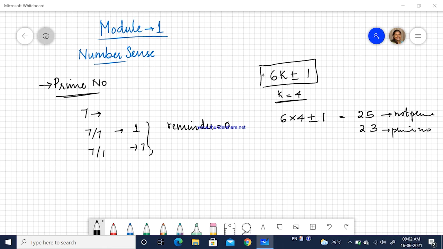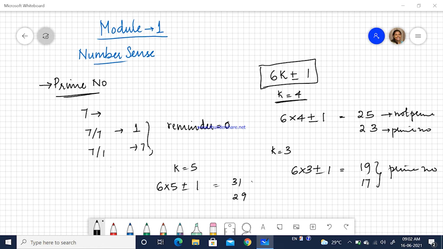So in order to find prime numbers, what you have to do is 6k plus or minus 1. Let's see another example. When k is equal to 3, 6 into 3 plus or minus 1. 6 into 3 is 18, 18 plus 1 is 19, and 18 minus 1 is 17. These two are prime numbers. Now let's consider when k is equal to 5. 6 into 5 plus or minus 1 gives 31 and 29. These two are prime.